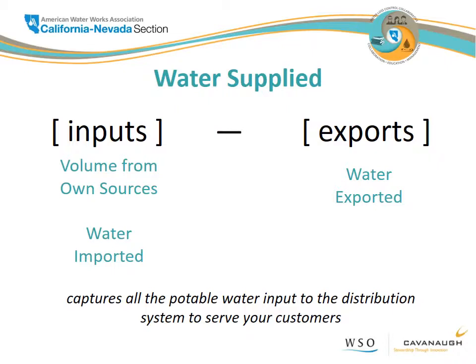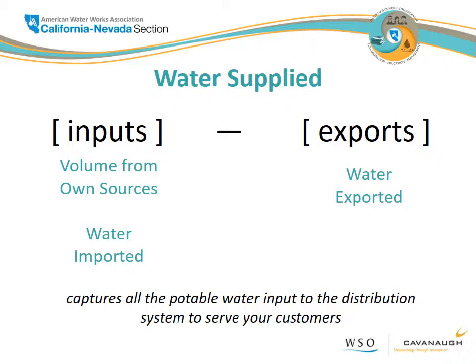In that regard, when we take inputs and we subtract those exports, we're left with the water supplied volume, all of the potable treated water that's input into the distribution system to serve your customers. And this volume is super important because it serves as the basis of the whole analysis. This is what we regard as 100%.